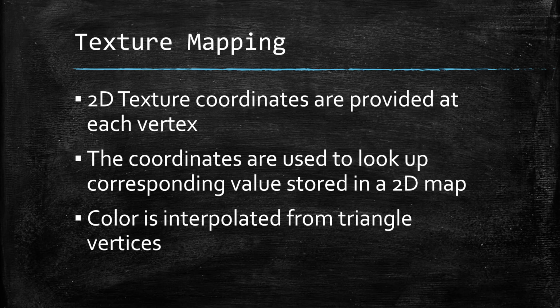Now, the coordinates are looked up on a 2D map. So that means there is a 2D map that corresponds to the coordinates that are on each vertex. And then the colors are interpolated from the triangles to the vertices using bilinear interpolation. Bilinear interpolation is a way of getting vertex information from one vertex to another spread over multiple pixels.